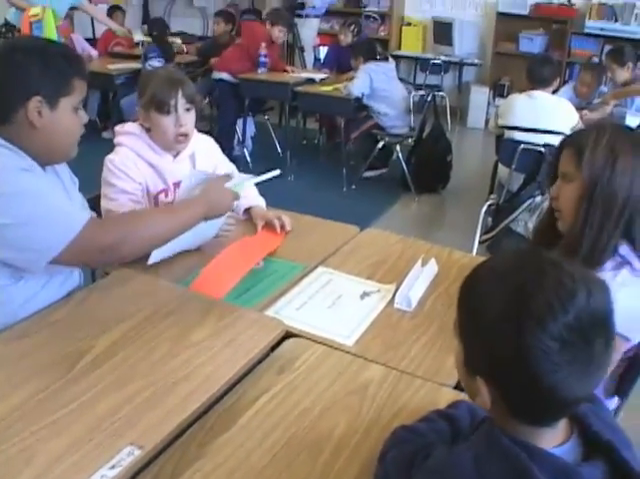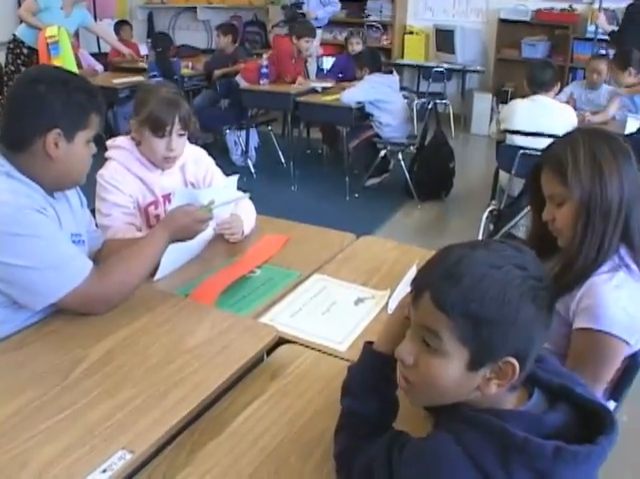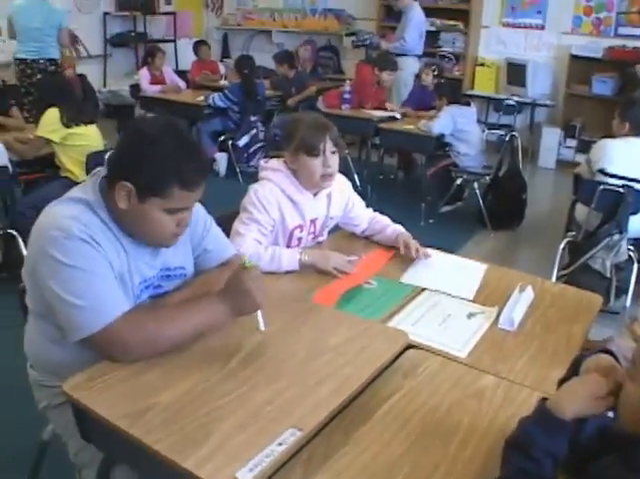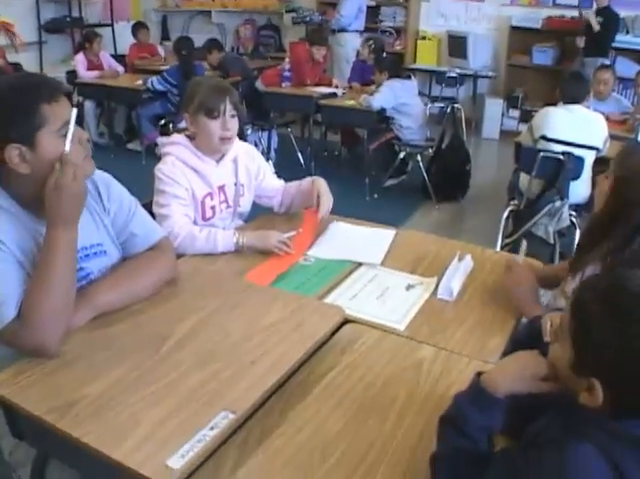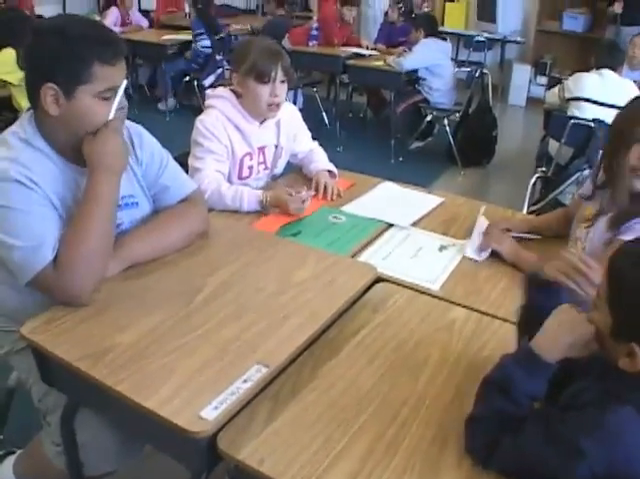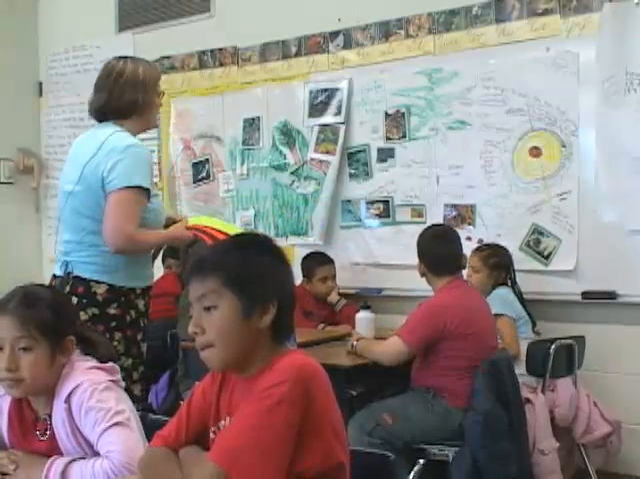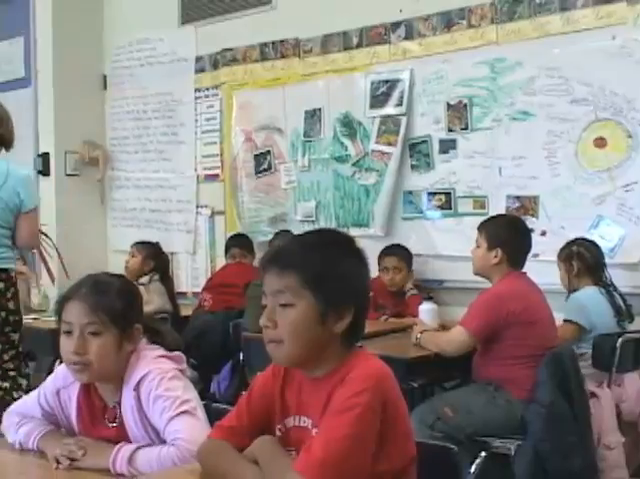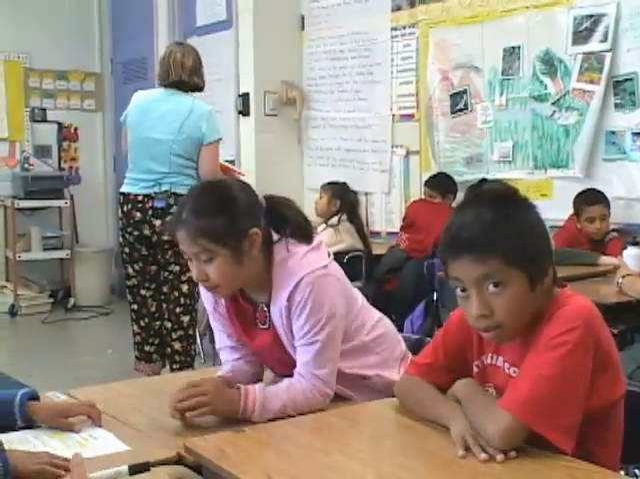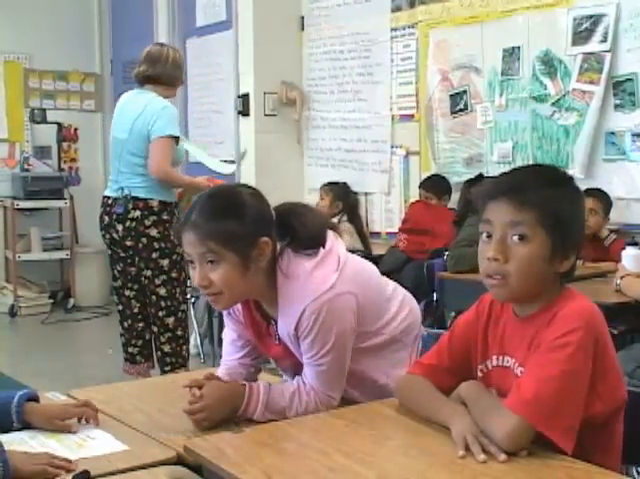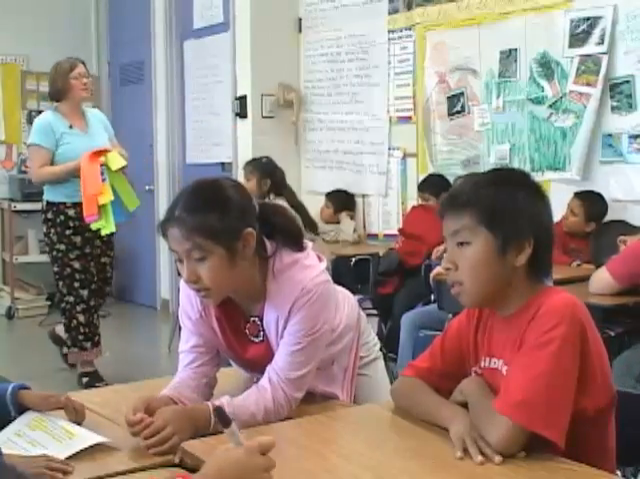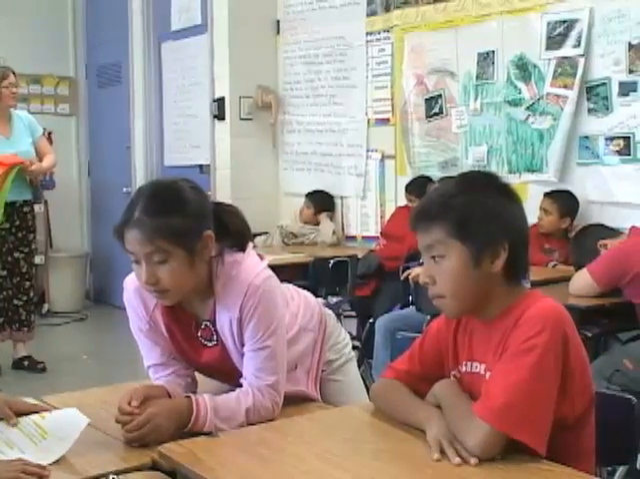Alex, your table is going to write about one reason sockeye salmon are endangered. And Araceli, your table group is going to write about why sockeye salmon are important to the forest. And here, Yalitza, your table group will write an interesting fact. Okay, so you need to help the person at your table group come up with a sentence.